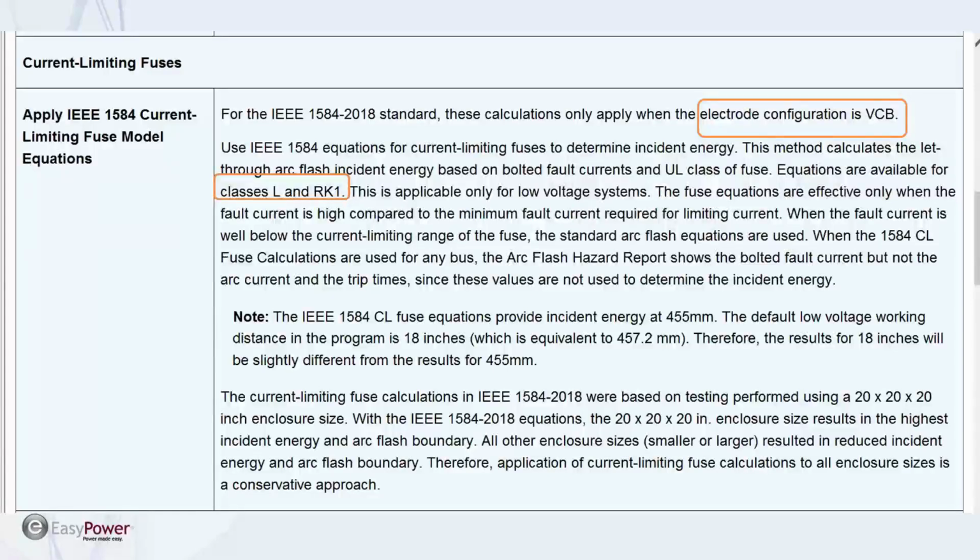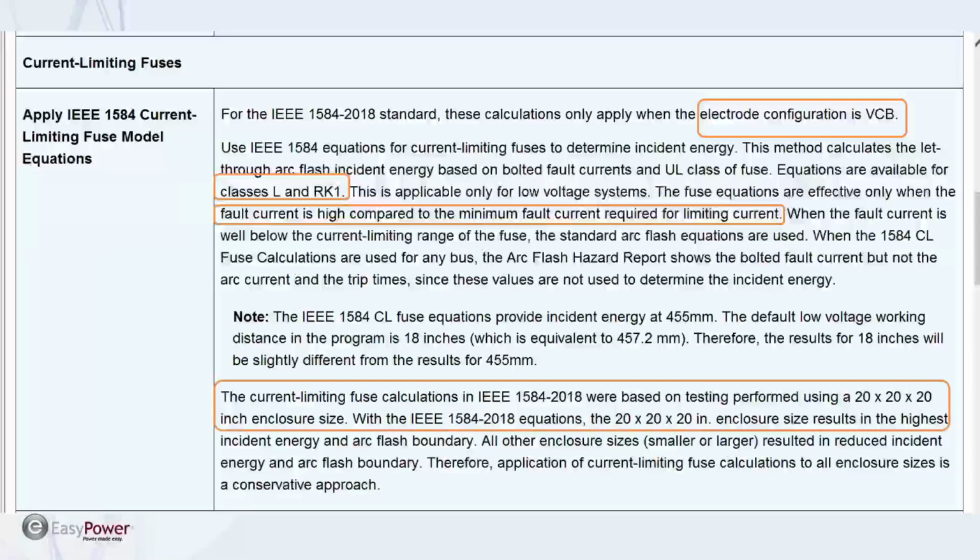This model only applies to classes L and RK fuses. And it's only applicable to low voltage where the fault current is very high compared to the minimum fault current required for limiting the current. Now again, you have to go to the data sheets for the fuses themselves or to the charts that the manufacturer provides on the data sheets.